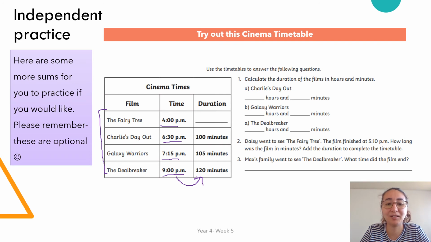They will tell you that it takes 120 minutes for that deal breaker to finish. We know that's 2 hours, guys. So you would use that to work out what time the movie finishes.